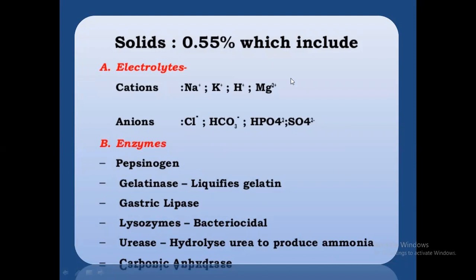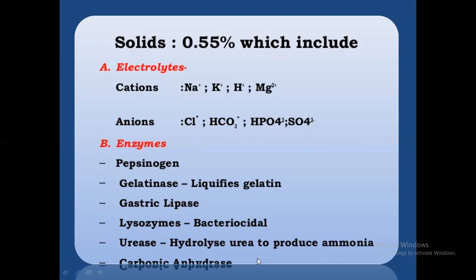What are the electrolytes? What are the ions present in the gastric juice? We have to know sodium, potassium, H plus, that is a proton, and magnesium ions. These are the cations present in the gastric juice. And anions: chloride ion, bicarbonate ion, phosphate ion, and sulfate ion.